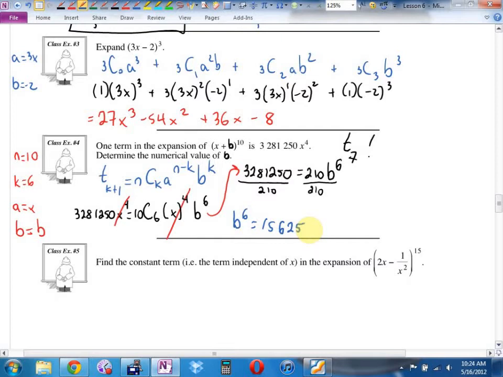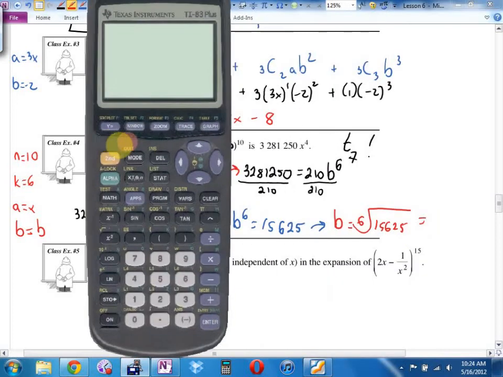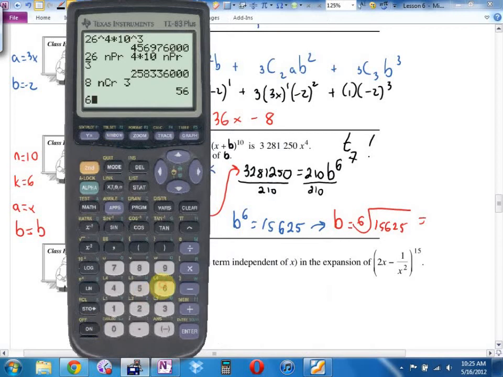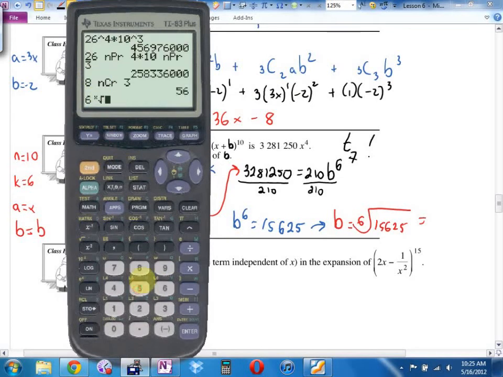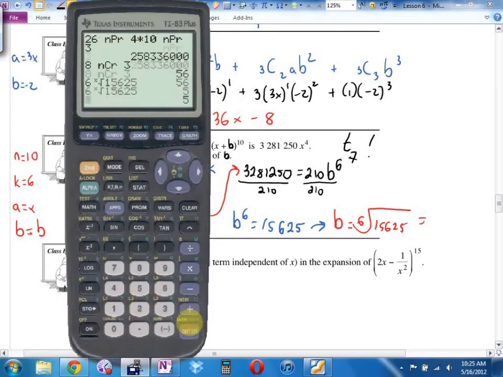Now I would write it this way. b equals the sixth root of 15,625. Where the heck is sixth root on my calculator? Well, what root did you say, Ellen? I'll type a 6. Math. Here is your nth root button, option number 5. Once you press math, the sixth root of 15,625. I think it's 5. There it is.